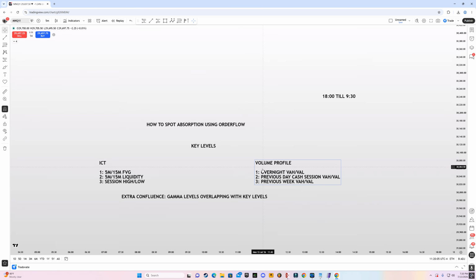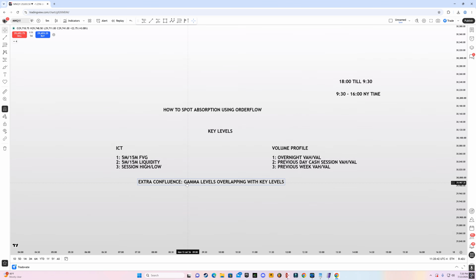And then, of course, we have the previous day cash session, value area high and value area low. So the previous day cash session is from 9:30 till 16 New York time. Okay, so we want to plot our volume profile on the previous day from 9:30 till 16. And the value area high and value area low of the previous day from this timing is very strong as well. Okay, and then we have the previous week value area high and value area low. So you want to mark out the volume profile across the entire previous week, and those are like the strongest level.